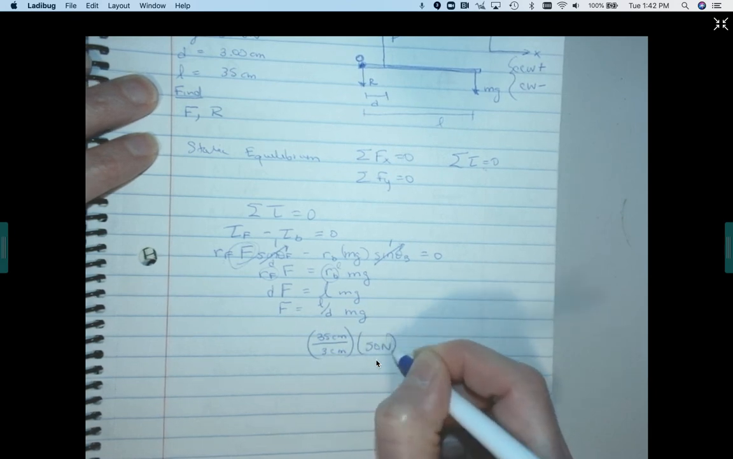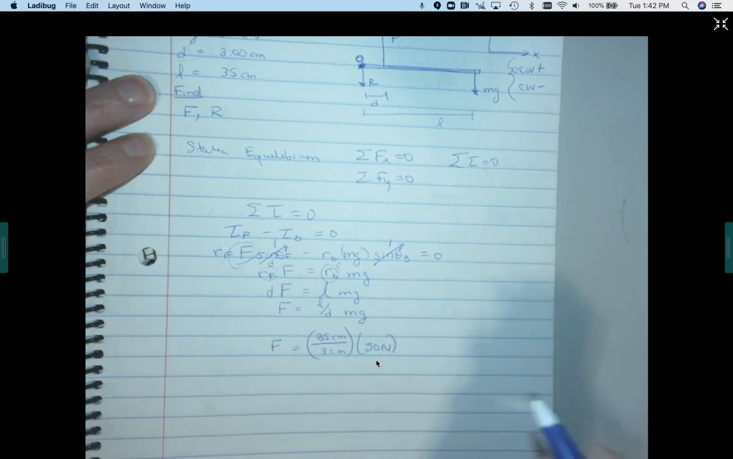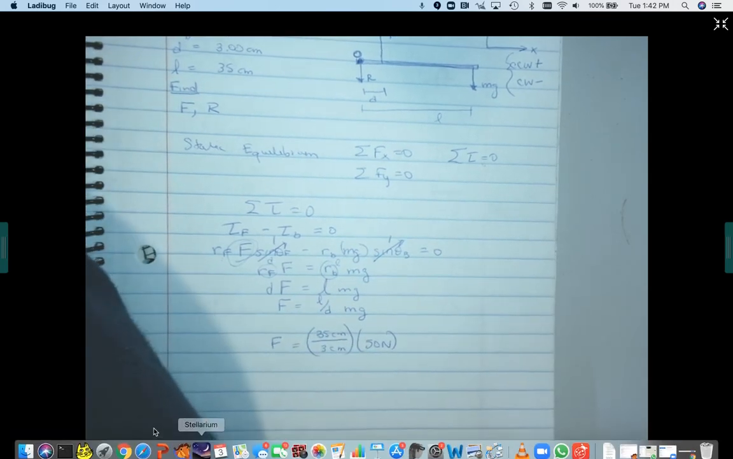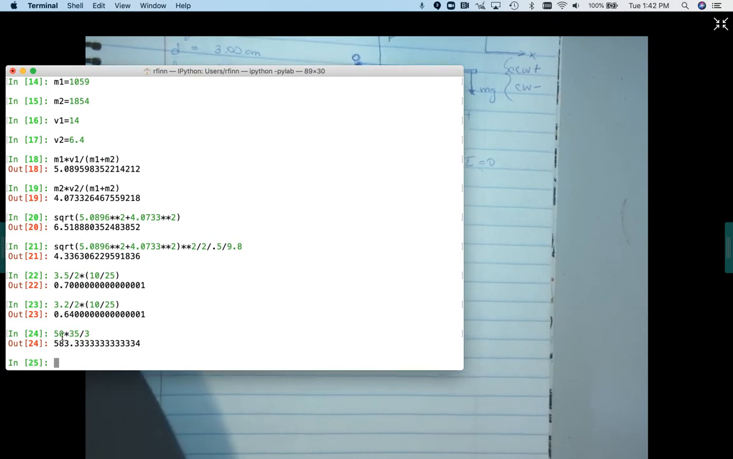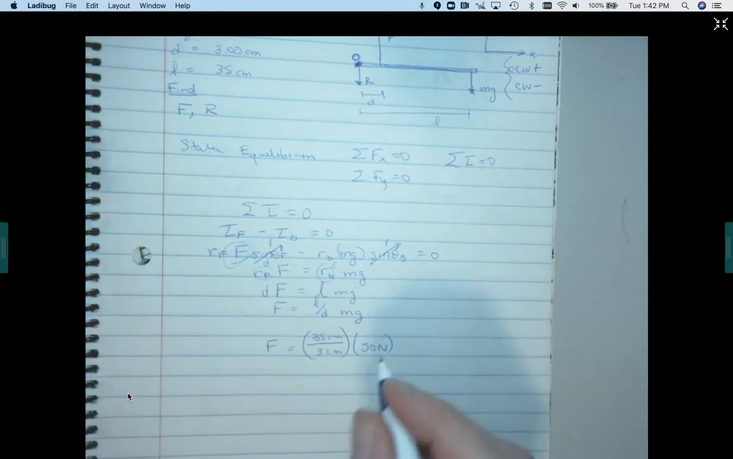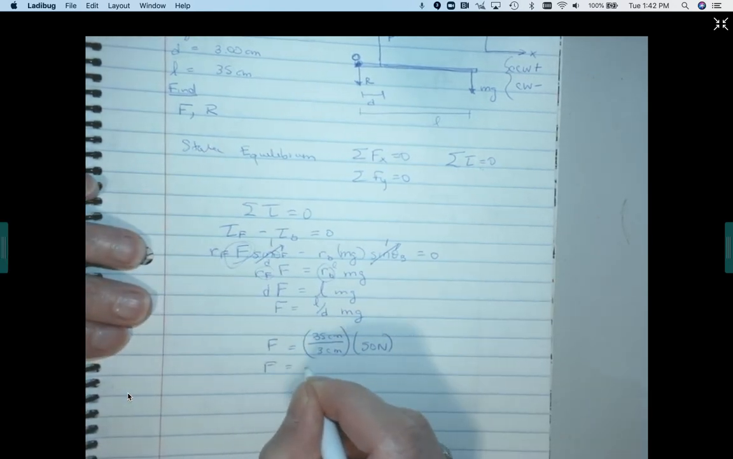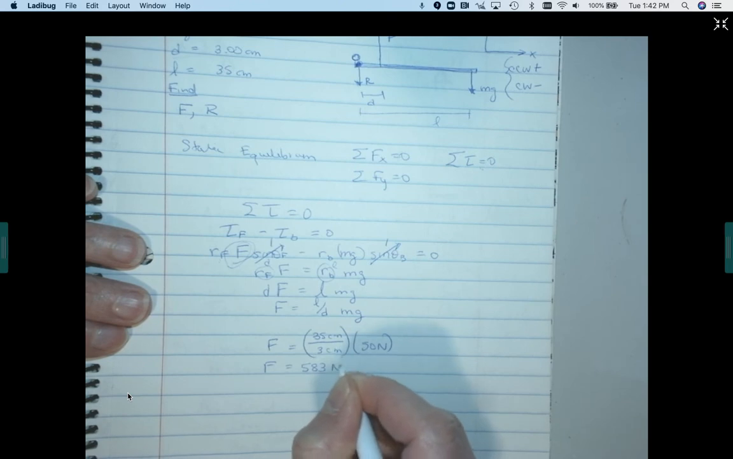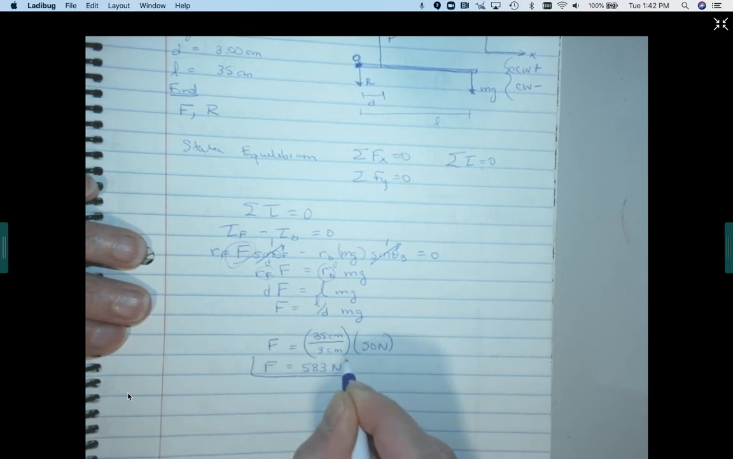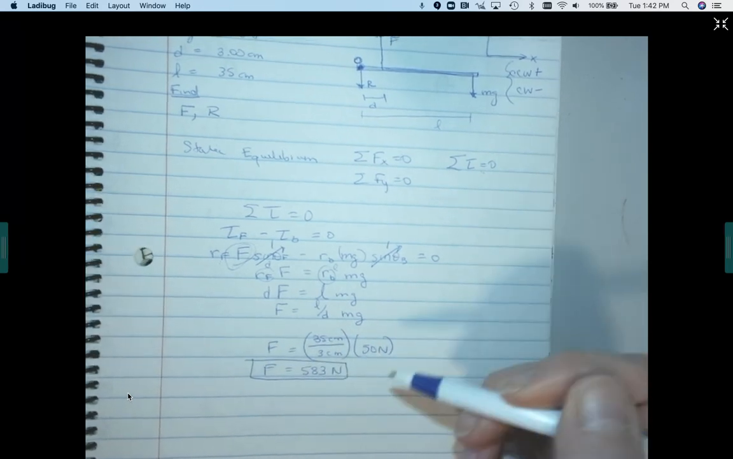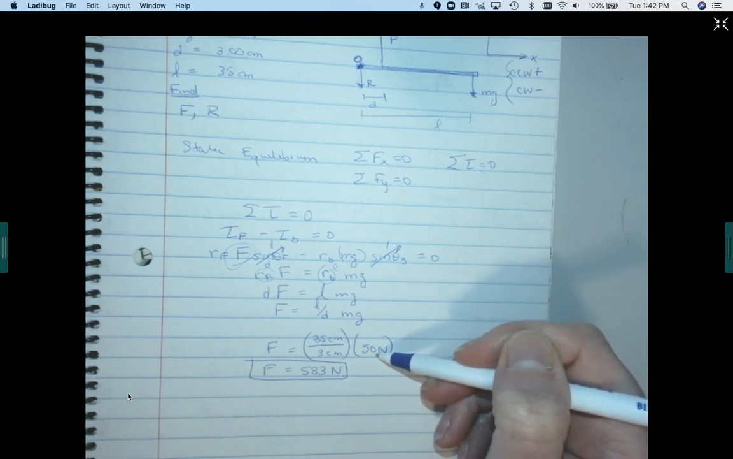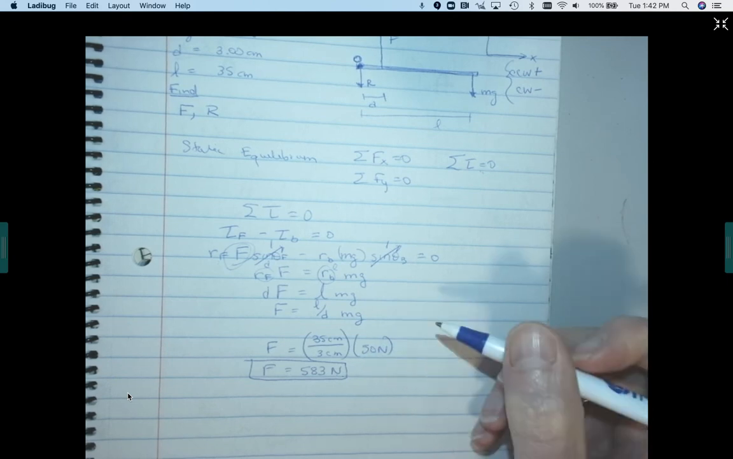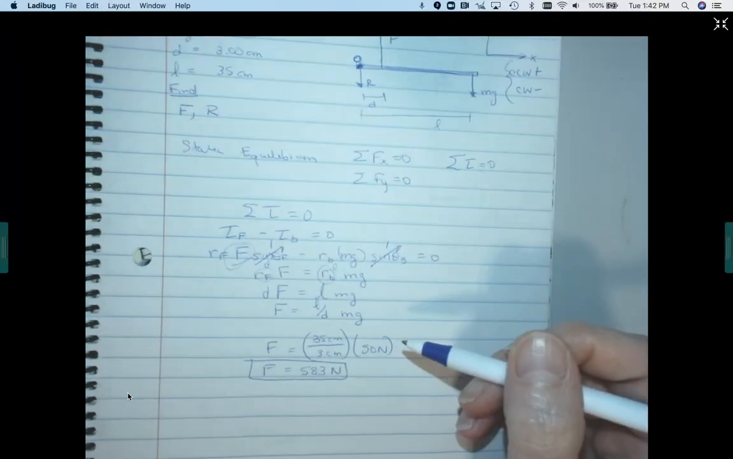50 newtons equals F. Okay, and let's bring up our window. Yeah, I did that already. Okay, 50 times 35 divided by 3, so we get 583. So this really surprised me. I don't know about you guys, but to think that your bicep muscle is exerting 10 times the force to pick up a ball, that's kind of crazy.